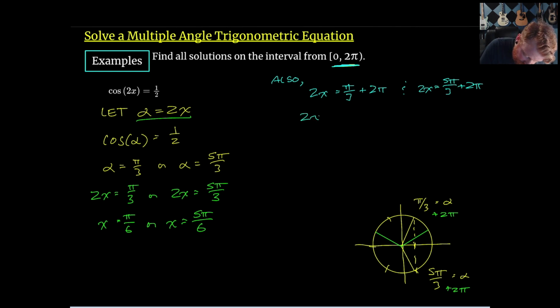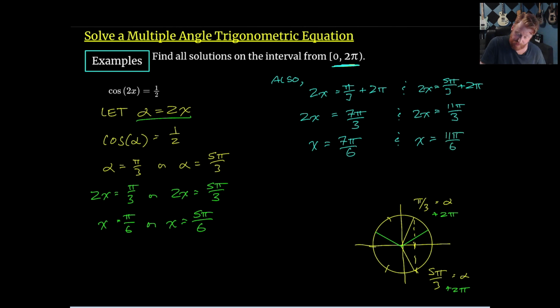So if I do a little bit of algebra here, I'll get that 2x is equal to, if I use a common denominator, I already have 6 pi over 3. So adding those together, we should get 7 pi over 3. And we should also get that 2x is equal to 11 pi over 3. And then if I solve for x here, I'm going to get that x is equal to 7 pi over 6, and x is equal to 11 pi over 6. And both of those angles are on this interval from 0 to 2 pi. So let's check another revolution, because it could be that another revolution, once we solve, gives us angles on this interval from 0 to 2 pi.